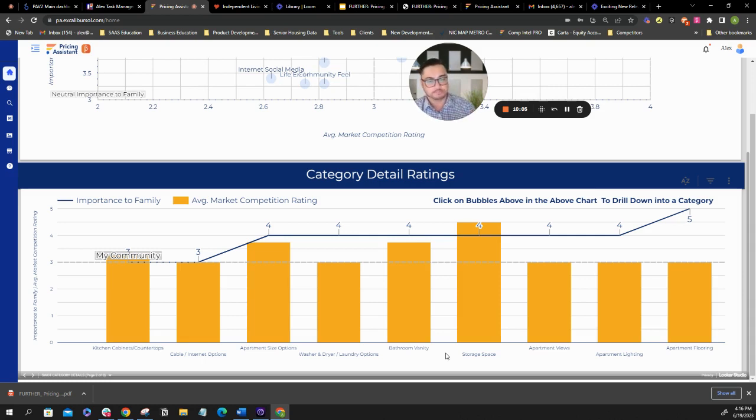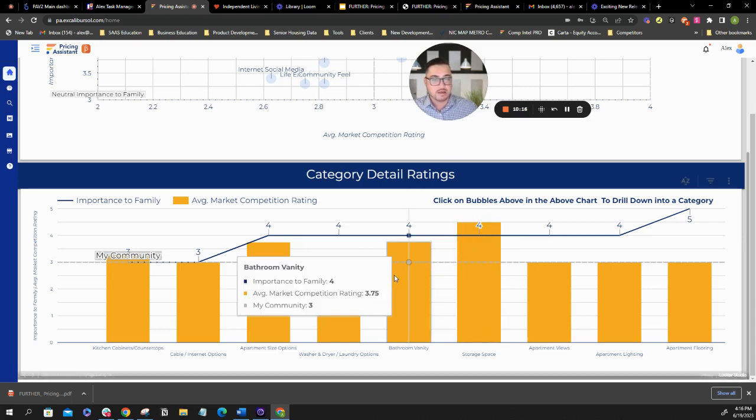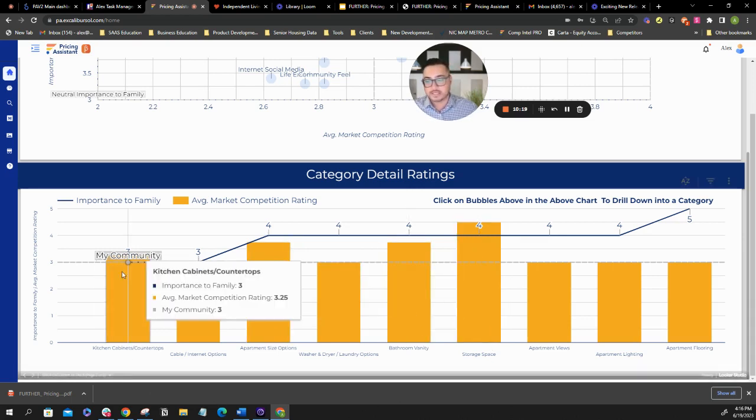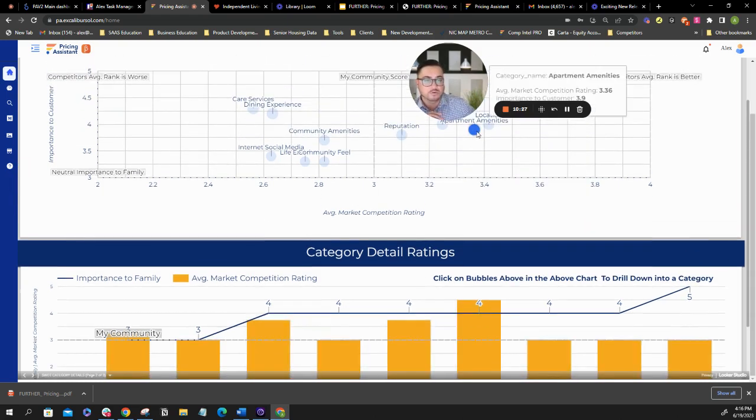In this example, if I have a very limited amount of CapEx dollars, and I don't think anyone has unlimited, I may want to focus on these major areas: storage space, bathroom vanity, apartment size options, and kitchen cabinets and countertops. The idea is that we can strategically allocate capital to move the dots, what I call moving the dots closer to the center, or maybe all the way to the top, which will also contribute to your overall score, which also goes into the rent roll and the pricing process.